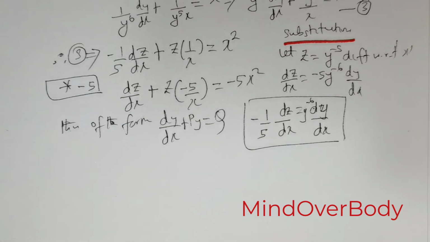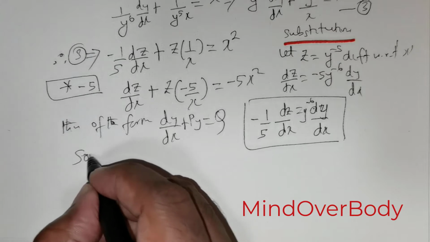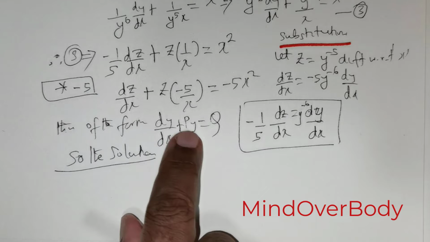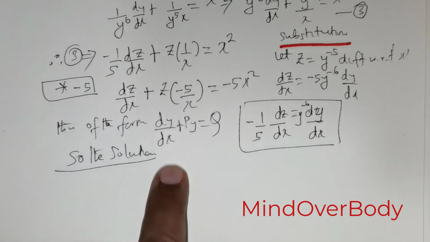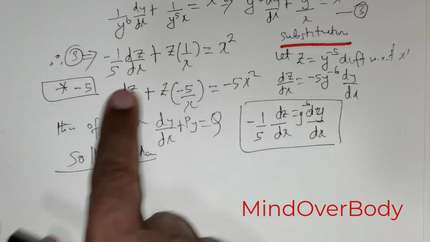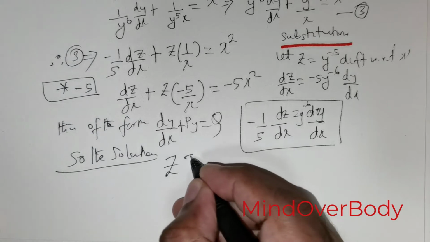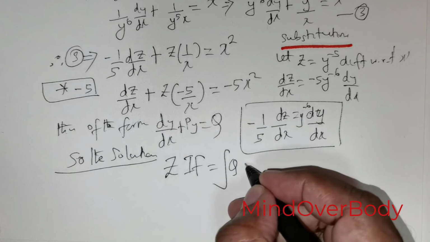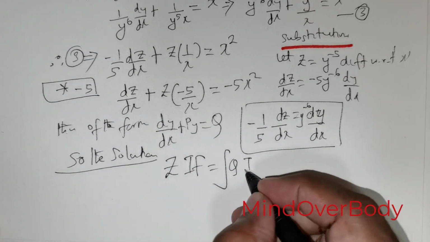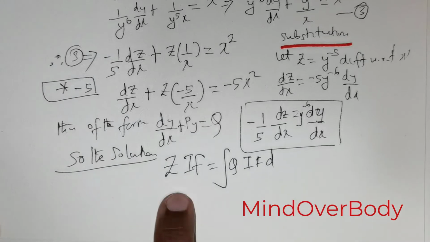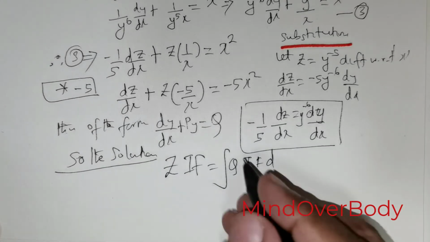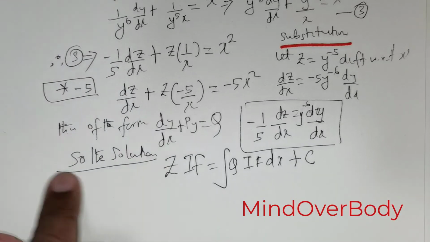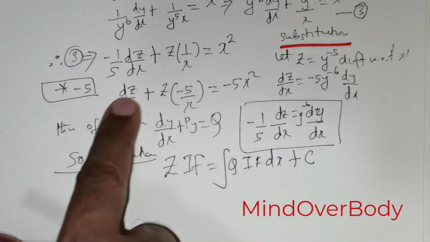So what will be the form of the solution? We have already seen the solution for differential equations of this fashion. For this, the solution is going to be z times the integrating factor is equal to the integral of q times the integrating factor dx, plus a constant. So this is going to be the solution that we are trying to achieve.